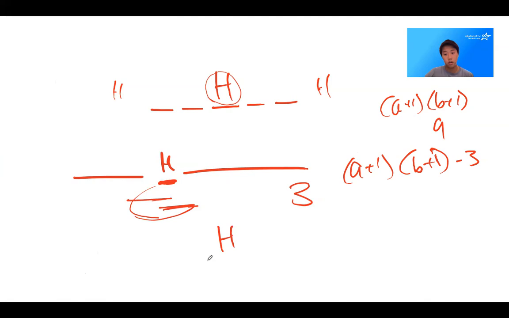What if A is 0, right? So there's nothing on this side. It's just H and stuff like that. Well, then there's a one length segment and there's a two length segment, right? And there's not this 3 here. So it's actually going to be this.